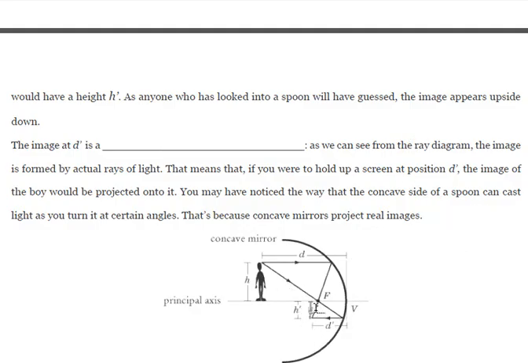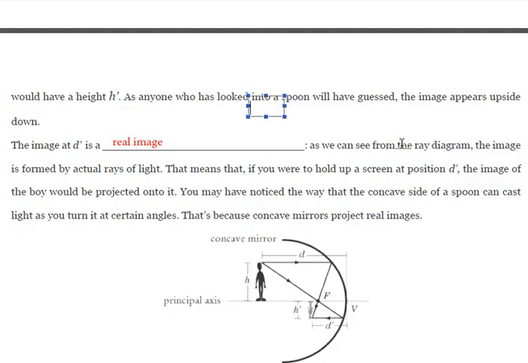So a little bit different, you can tell. The little grayed out boy shape is smaller, and also he's upside down. So a concave mirror is kind of like a spoon. If you've looked into a spoon, you look like you're upside down. So that should be something that's kind of familiar for you. So this image that we've formed, the little grayed out upside down boy, is at distance d prime, and this image is what we would call a real image.